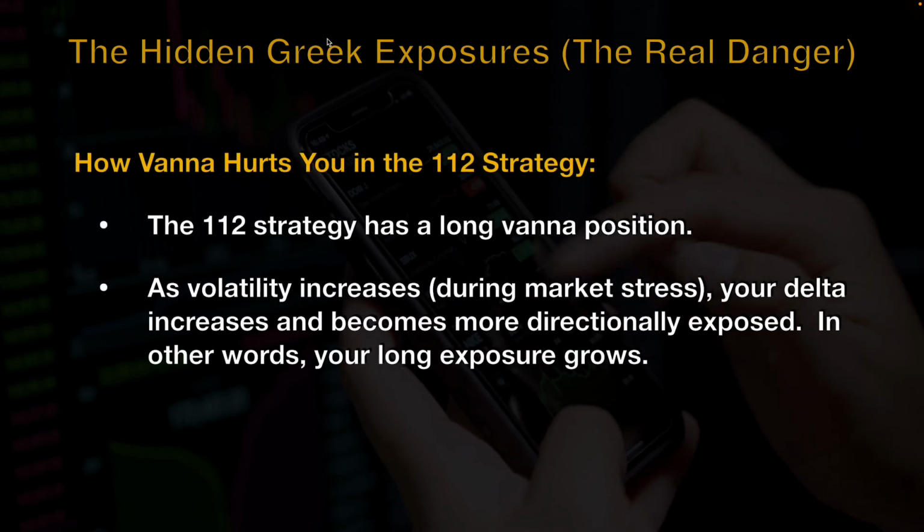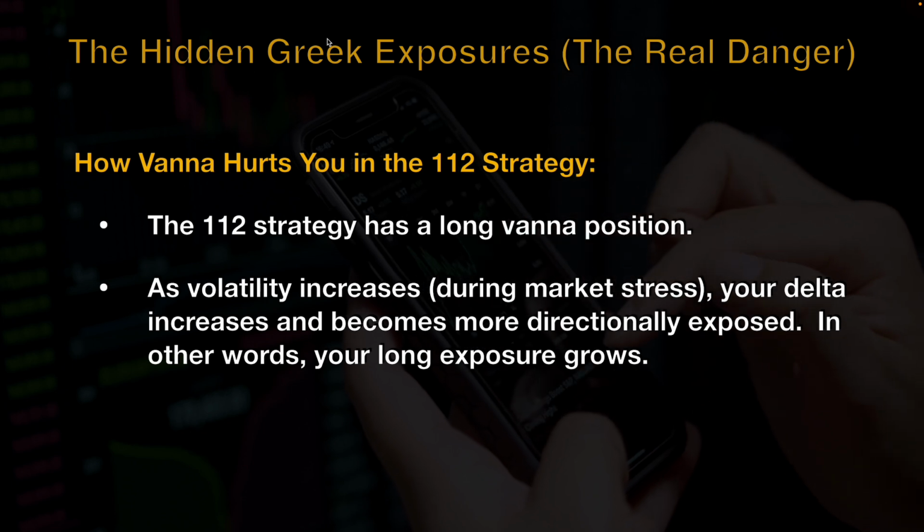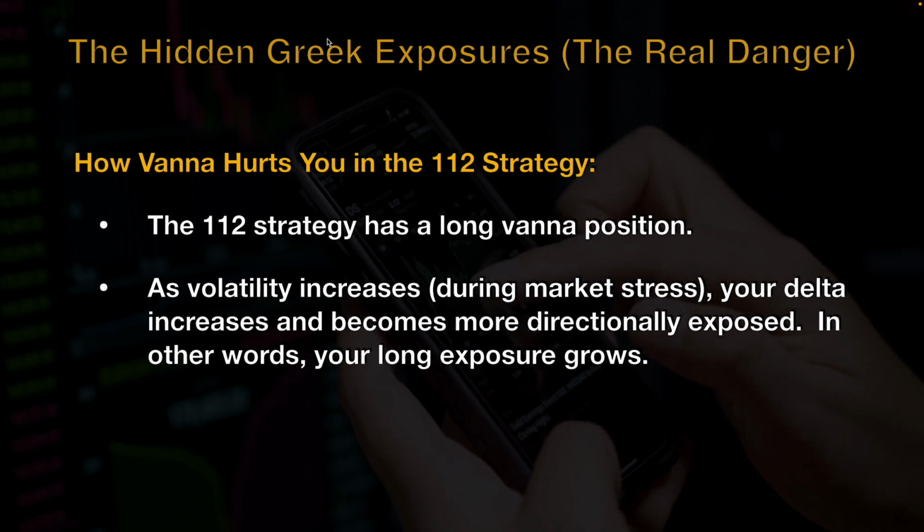So how does VANA hurt you in the 112 strategy? Well, the 112 strategy has a long VANA position. So as volatility increases during market stress, your delta increases and becomes more directionally exposed. In other words, your long exposure grows.